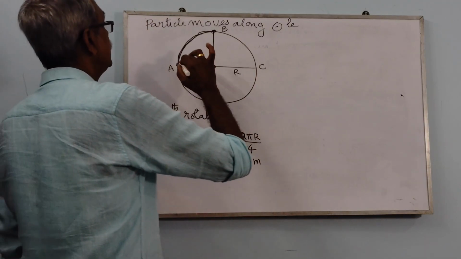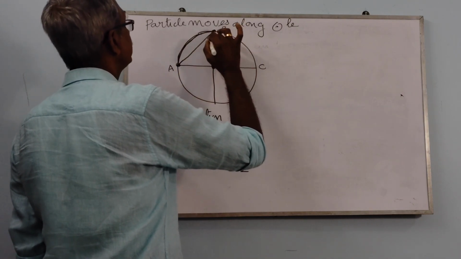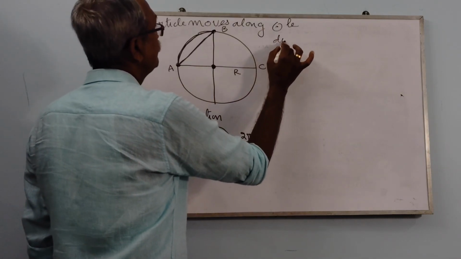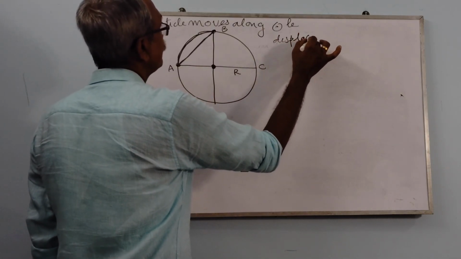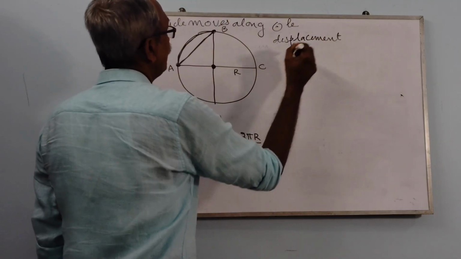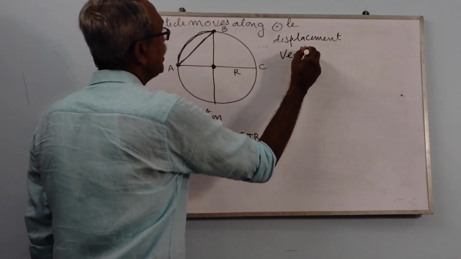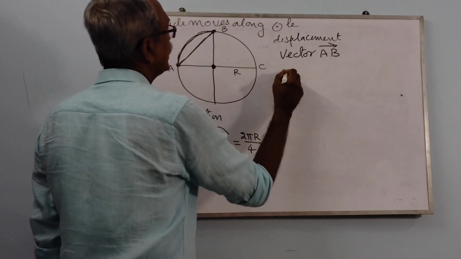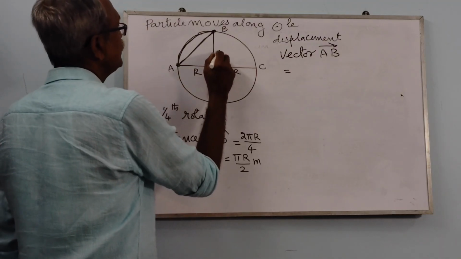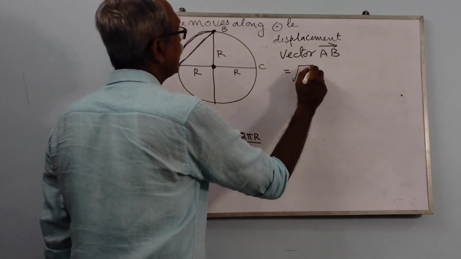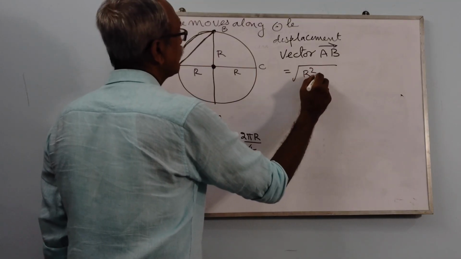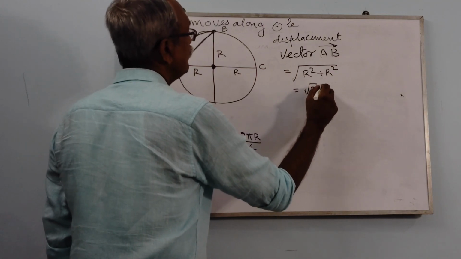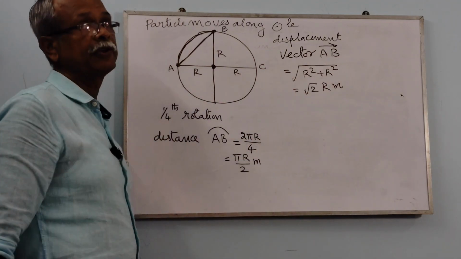The displacement is this distance. This distance is the displacement. And displacement is the vector AB. This is the vector AB, and that is equal to, this is R, this is R, therefore that is having a magnitude root of R square plus R square, that is equal to root 2 R meter. That will be the displacement.